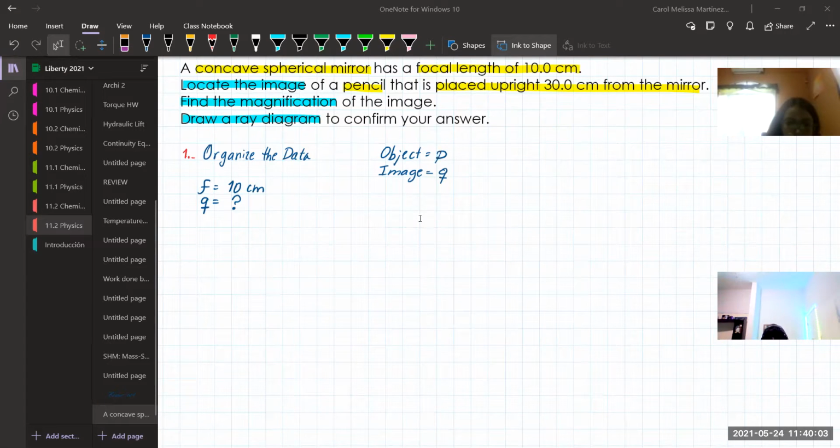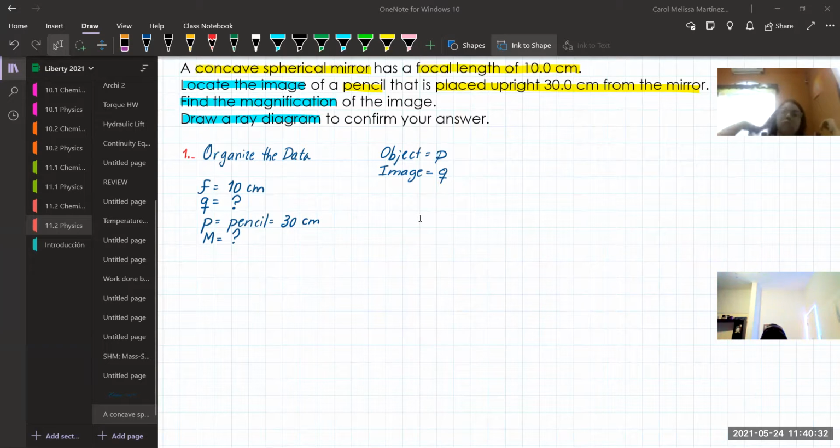Now, they are telling you also that the pencil is placed upright 30 centimeters from the mirror. So the object, which is the pencil, is placed 30 centimeters away from the mirror. And they're also asking you to find the magnification. That is the first part, organizing the data and actually gathering information from the word problem.